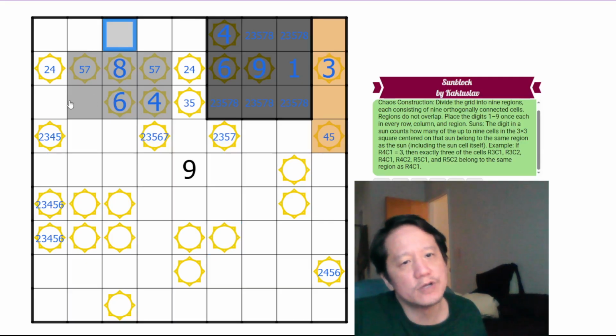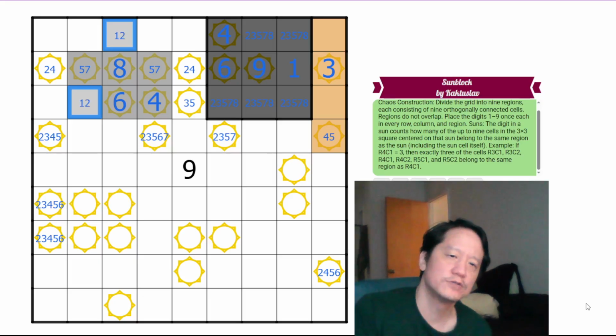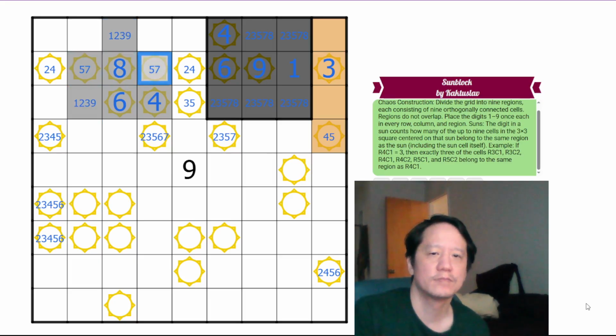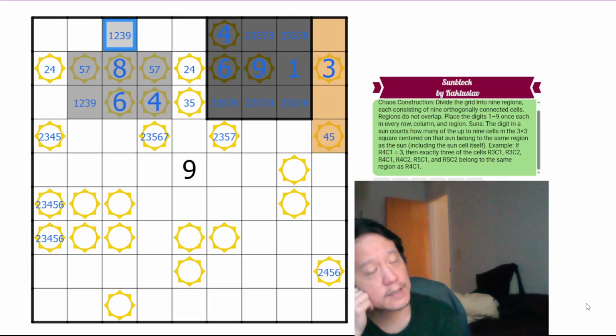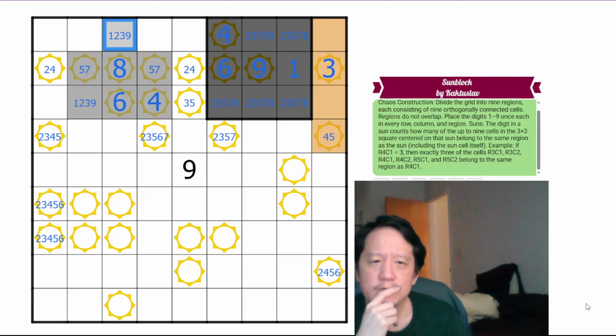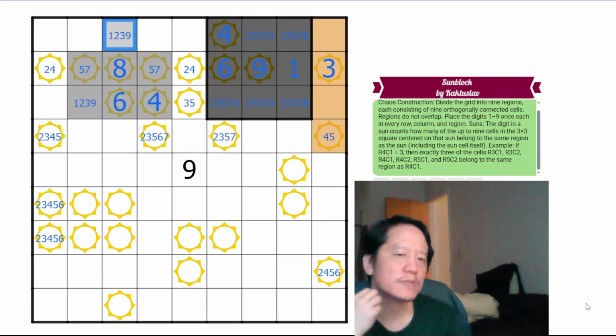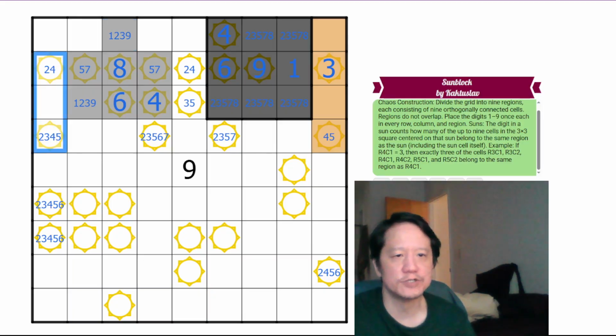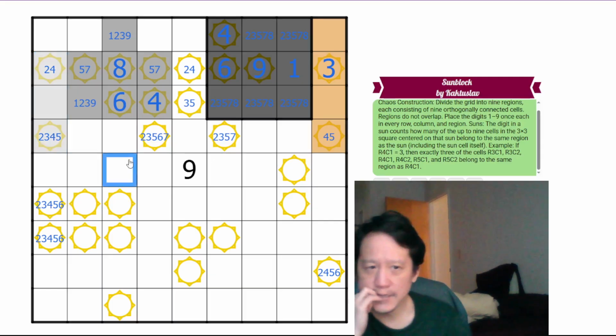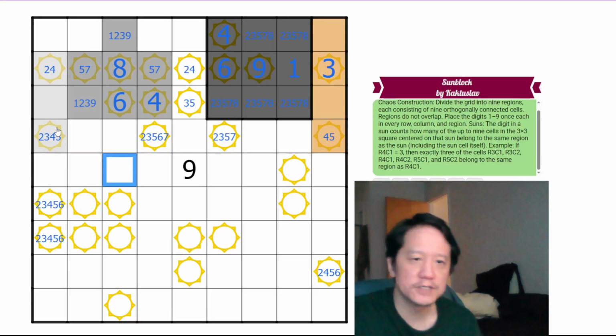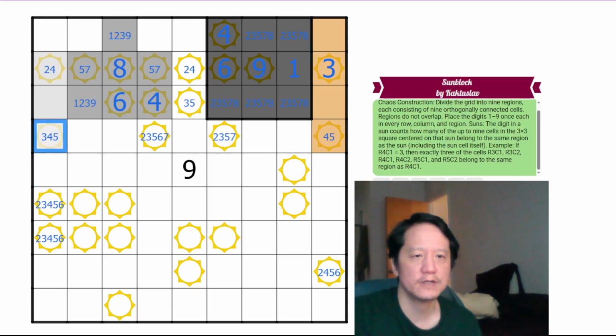Remaining digits in the gray region are 1, 2, 3, and 9. This is necessarily part of this region, so we'll mark that as, oops, I don't know what just happened there. Mark that as light. This can't be 2. It has to be at least 3.